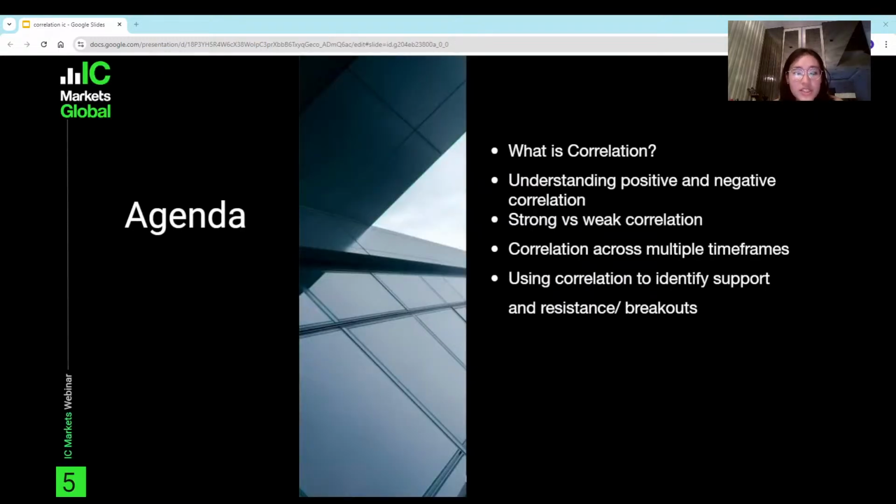So here's our agenda for today. We're going to firstly look at what exactly correlation is, understanding positive and negative correlation, strong versus weak, correlation across multiple timeframes, and using correlation to identify support and resistance or breakouts.